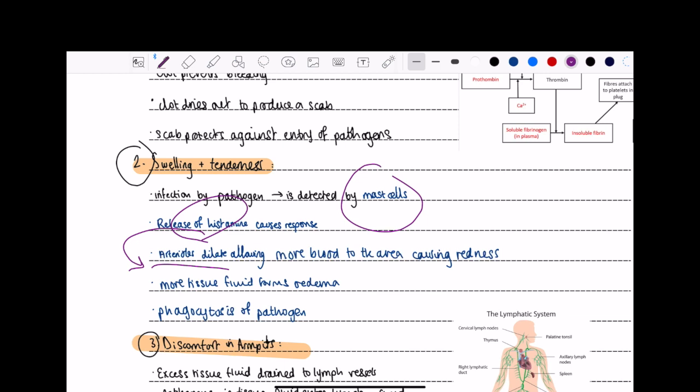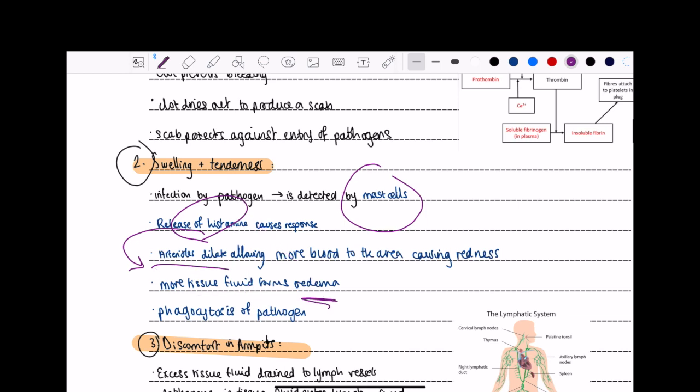Cool. If you're asking yourself why that occurs, why is that happening? Well, swelling means the area is getting bigger, larger, stuff like that. So that means more blood is going to the area, but it also causes redness because of the blood. And then more tissue fluid forms. As it forms, edema. What is edema? Well, that's the scientific word for swelling.